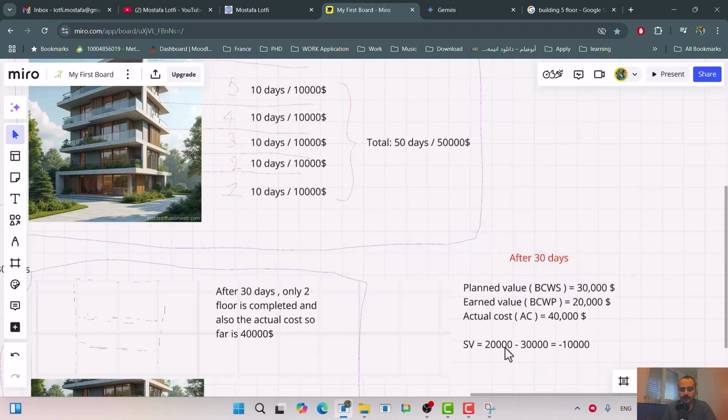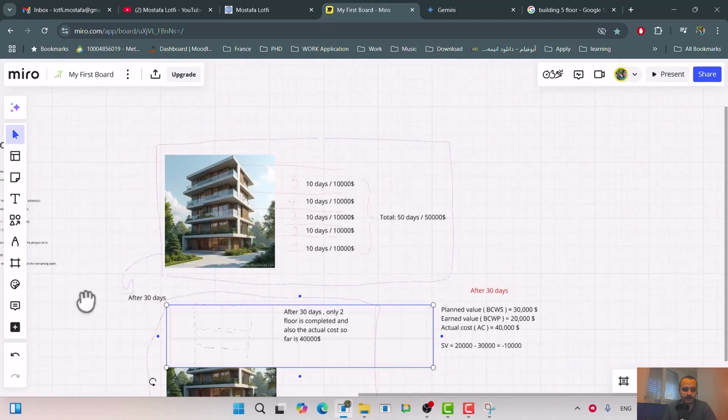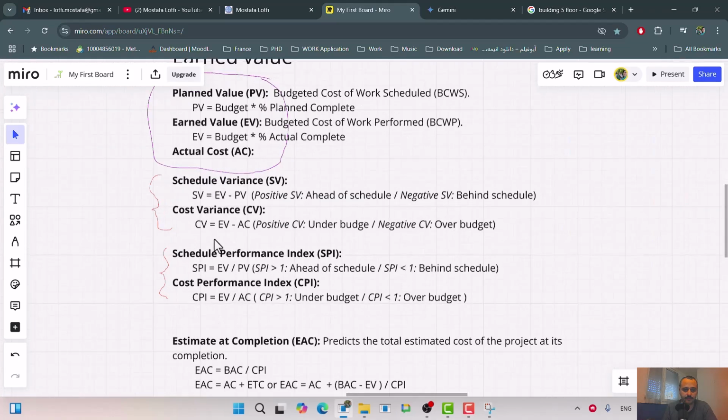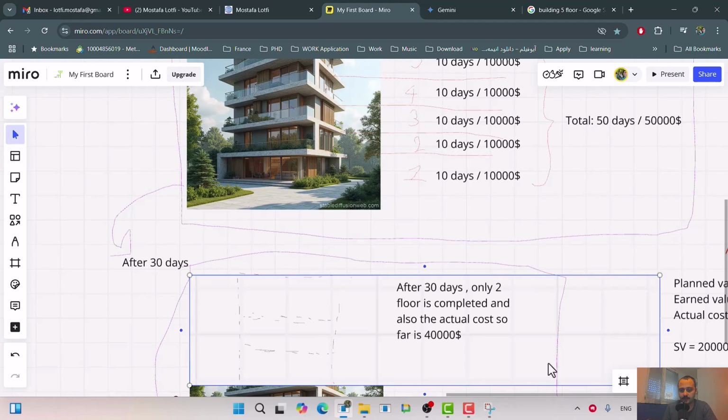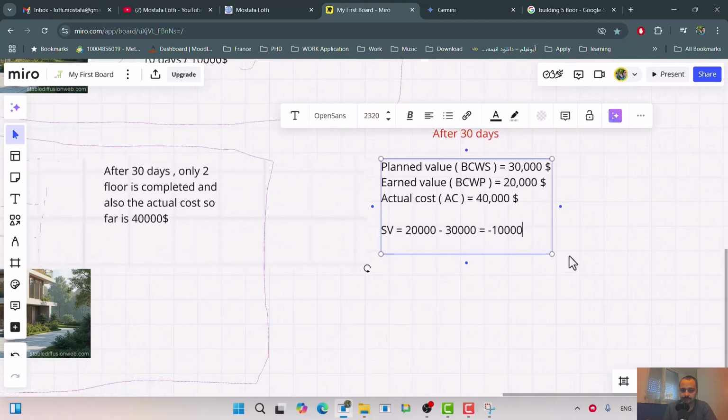Okay, now we also have cost variance, right? EV minus AC. So here CV or cost variance is, and remember this cost variance is related to earned value. EV, which is 20,000, minus AC, which is 40,000, and it's equal to minus 20,000.